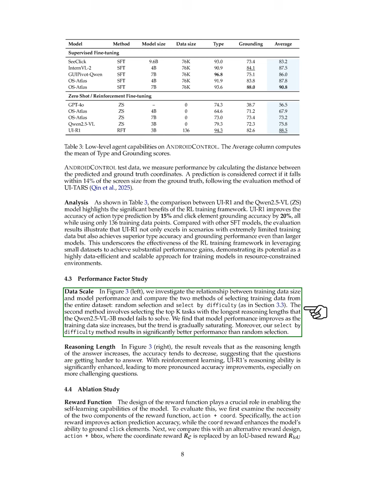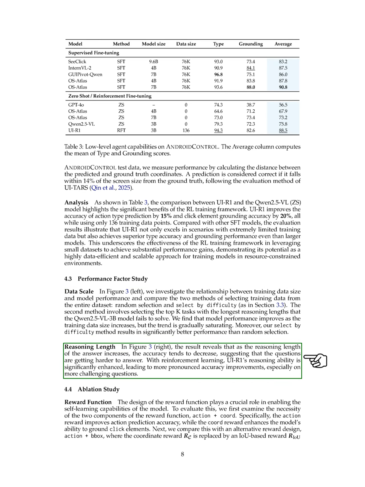We also examine how reasoning length affects accuracy. Our findings indicate that as the reasoning length increases, accuracy tends to decrease, suggesting that the questions become more challenging. However, with reinforcement learning, UI-R1 shows marked improvements in reasoning ability, particularly on tougher questions.